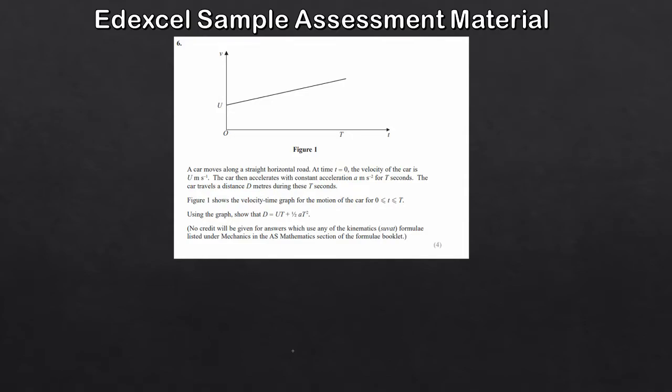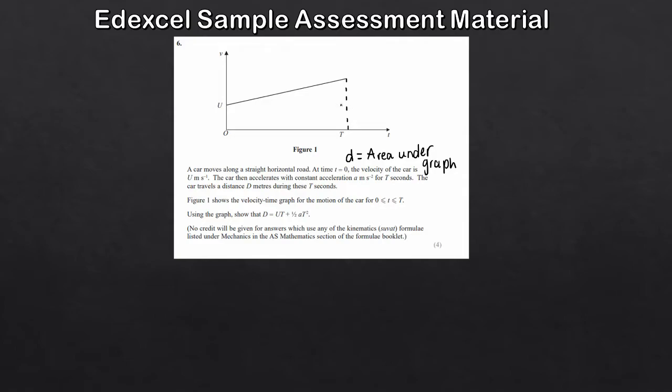Now, we're asked to use the graph to show that the distance d is equal to ut plus a half at squared. Remember, when we're talking about distance, so distance d, that's equal to the area under the graph. So it's the total area under the graph. Okay, I'm just going to draw a few little lines on here so we can see what we're looking at. So that's t there, so that's the point t.